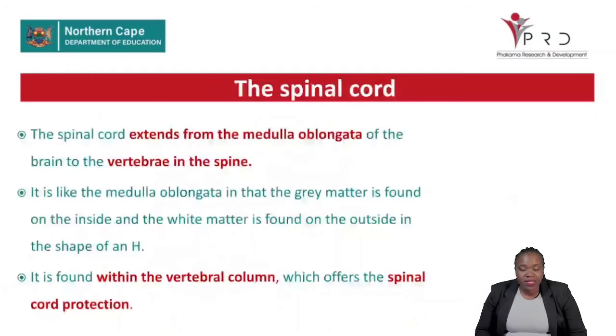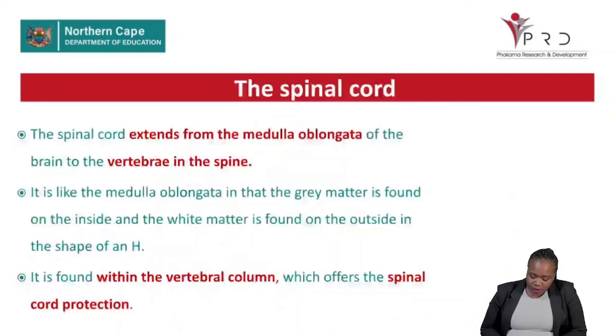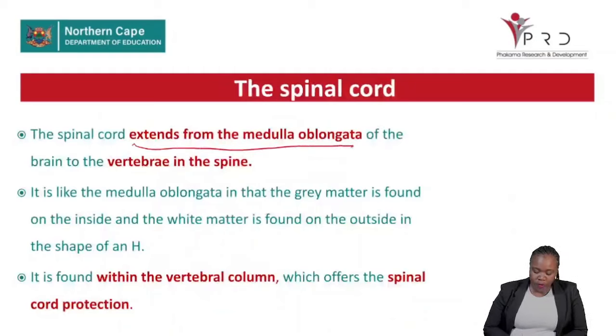All right, now let's move into the spinal cord. Right, so here we are going to be looking at a brief structure of the spinal cord. We are then going to look at the function of the spinal cord and how the spinal cord works in the reflex action or the reflex arc. Right, so this spinal cord extends from the medulla oblongata. So remember, the medulla oblongata is quite at the bottom of the brain, right? It is like the last part of the brain.